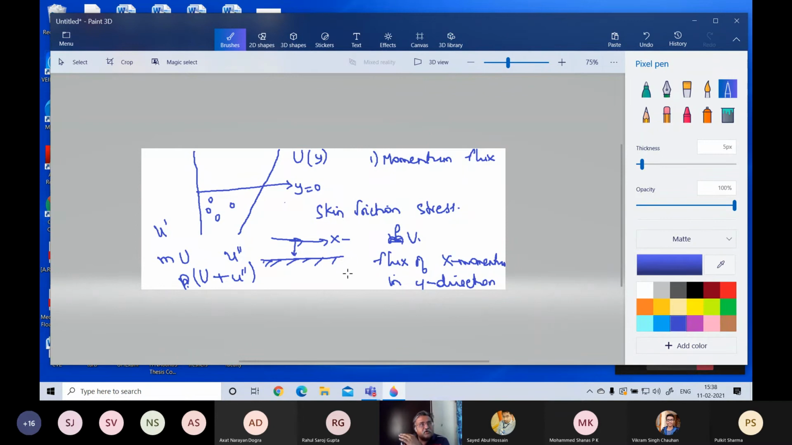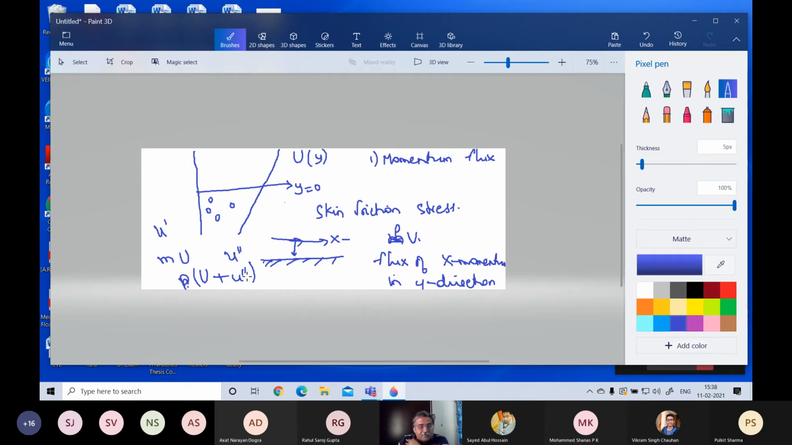The momentum per unit volume into volume flux, which is volume per unit time, is what will give you the momentum flux. I know this is something you would have never done, and even if you have done it, it was so long back in the kinetic theory. This is how it comes about.